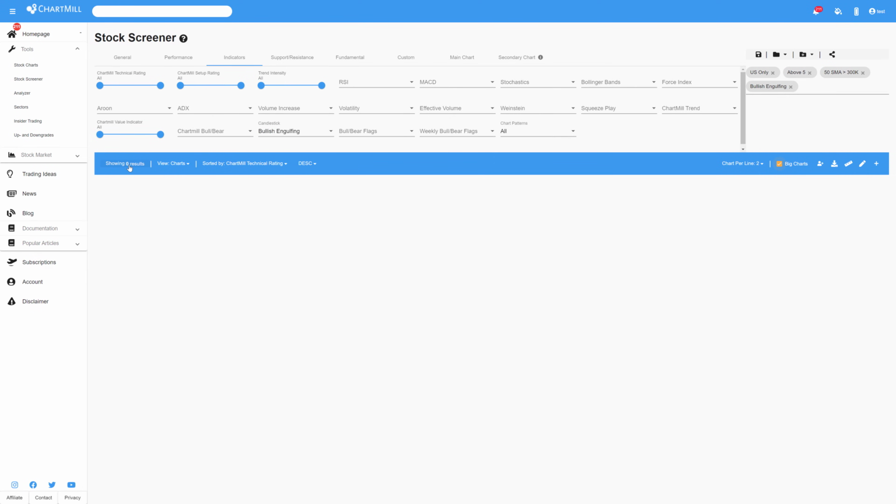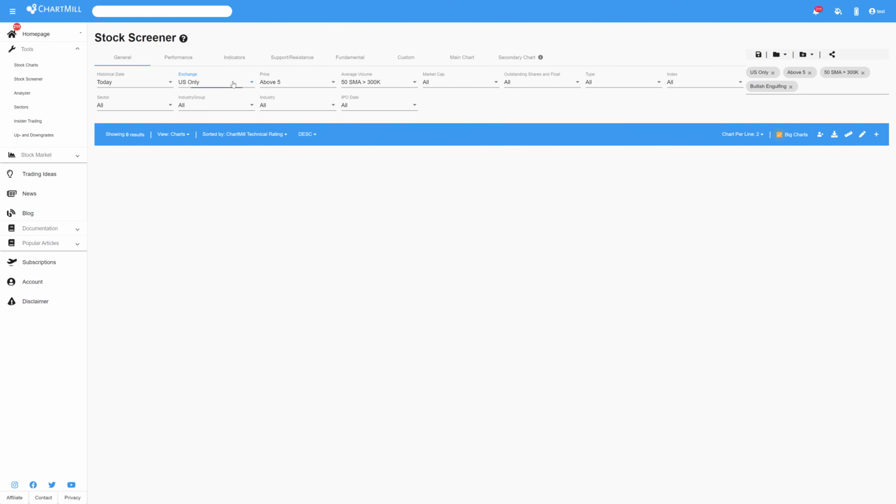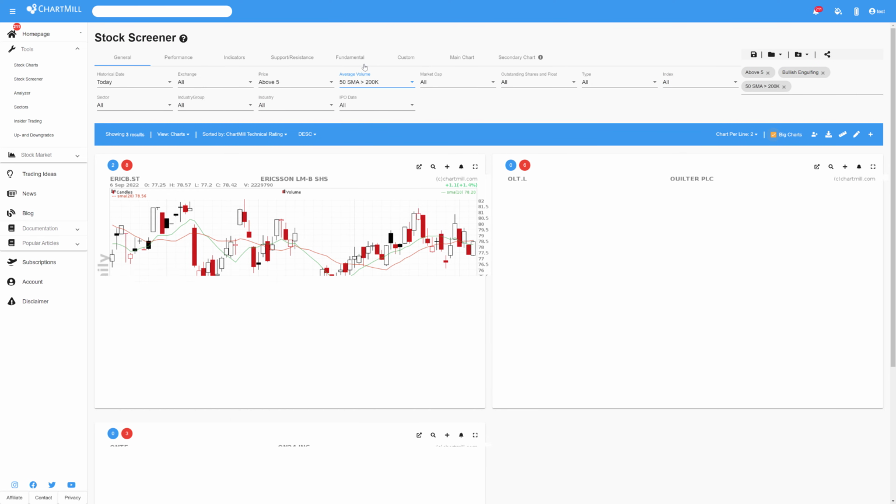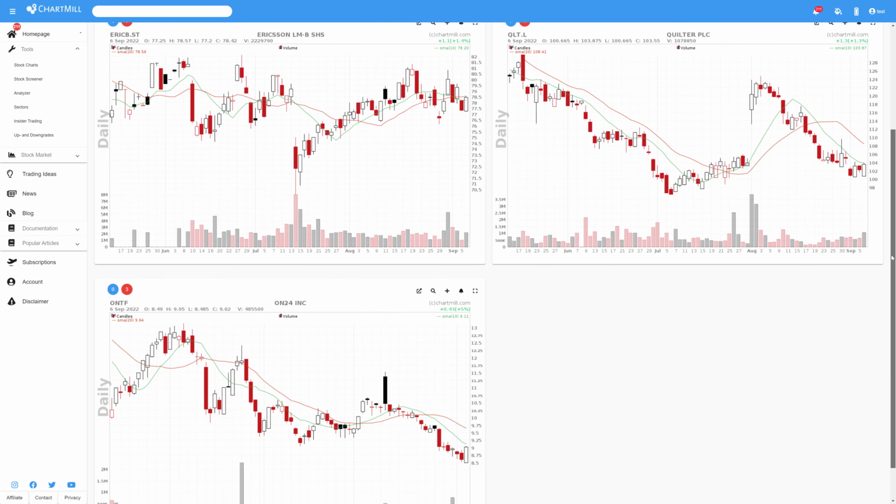And as you can see, we have 0 results. So yesterday, the last trading day, ChartMill didn't identify any bullish engulfing patterns on the daily chart for the US market. So I'm going to change to all. And now we have 2 results, Ericsson and Quilter. And I will slightly change the average volume to 200K. And then we have 3 possible setups.